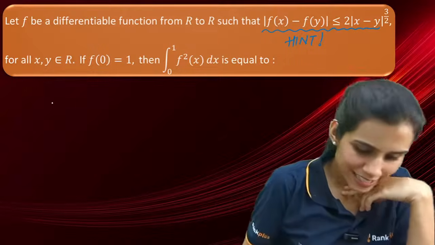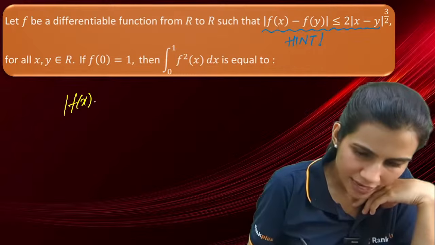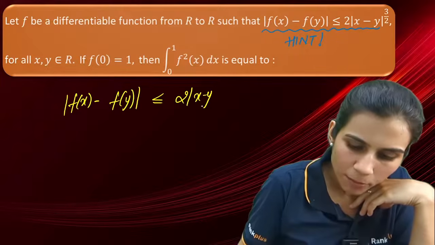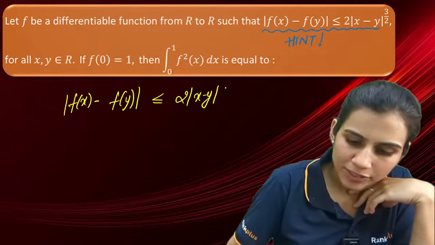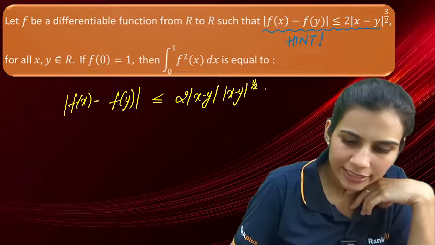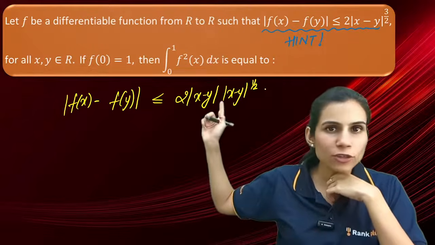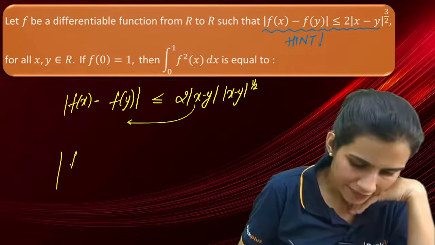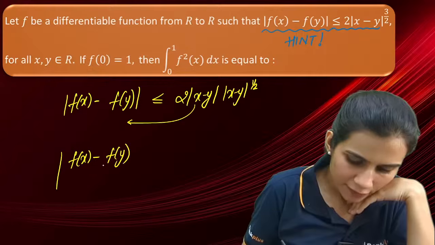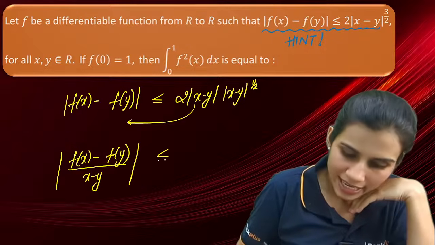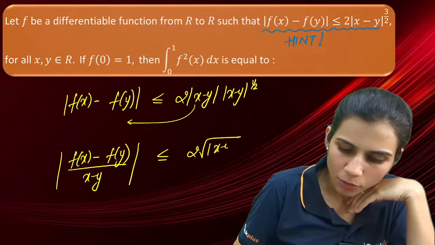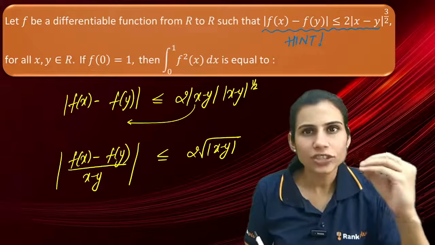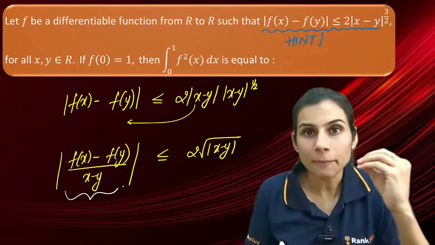Write it down. This is f of x minus f of y, and here you have less than equal to 2 times mod x minus y to the power 3 by 2. So it is 1 plus 1 by 2. I've written it like this, 1 plus 1 by 2, broken it down in the very first step. Now this mod x minus y, I will bring it on the left hand side and I will get f of x minus f of y upon x minus y less than equal to 2 times root over mod of x minus y. This is the time where you must realize that your left hand side actually resembles what?